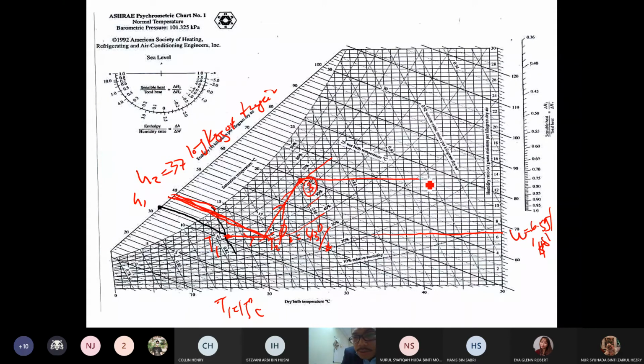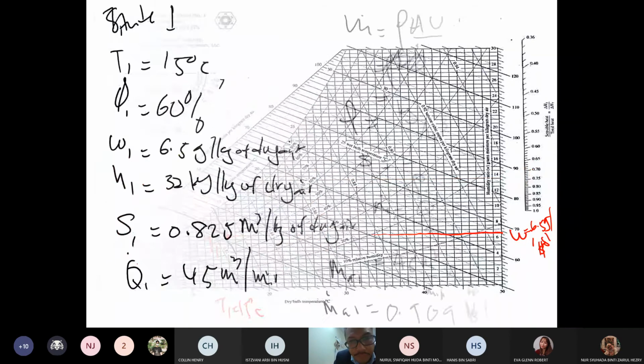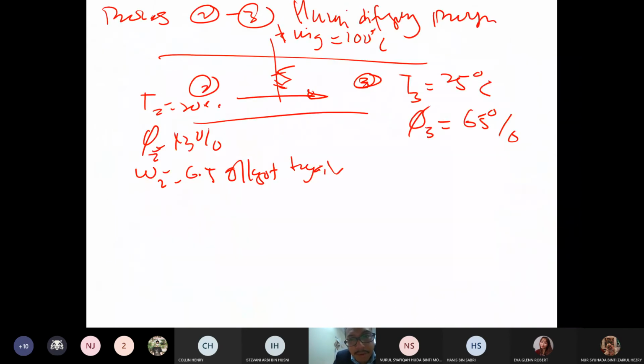So state 3, if you point, you can get the reading for this one, omega 3. What is omega 3 if you look from this? 12.5, 13.5, okay, 13.5 gram per kilogram of dry air. What is its enthalpy? Its enthalpy, if you look from this one, it is about 60 kilojoule per kilogram of dry air. Remember? So this is H3. So later please print this psychrometric chart.